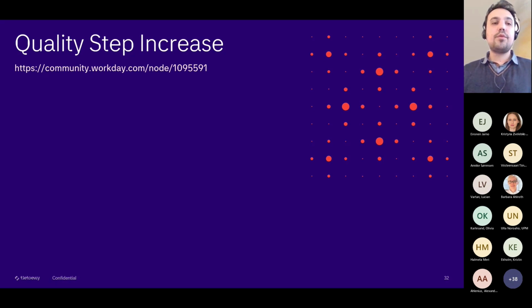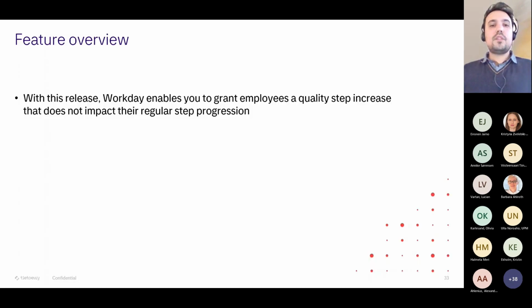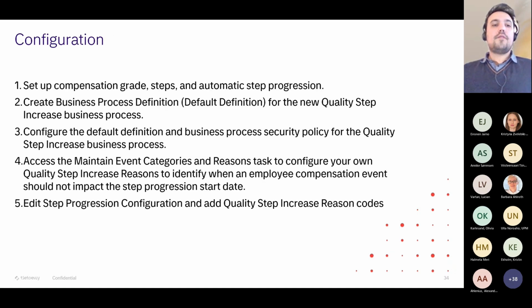To continue with the step improvement in Workday, we have this quality step increase. So with this release, Workday will enable you to grant employees a quality step increase that does not impact regular step progression. For this, similarly, you need to set up the grade, and you need to have steps and automatic step progression. There is also a new business process definition called quality step increase. So you need to create a default definition and update the business process security policy.